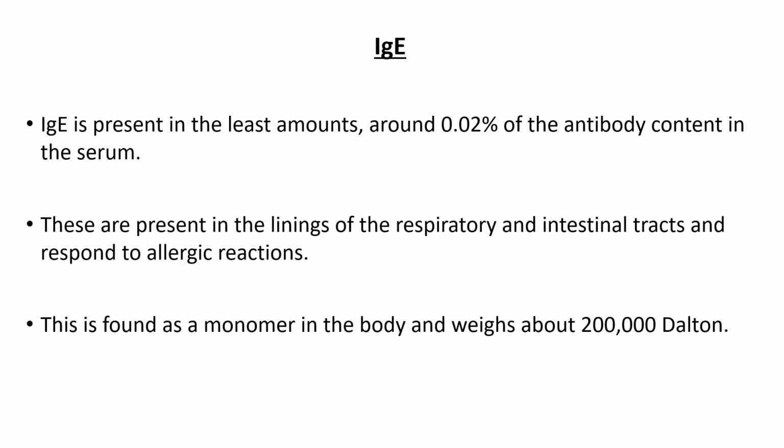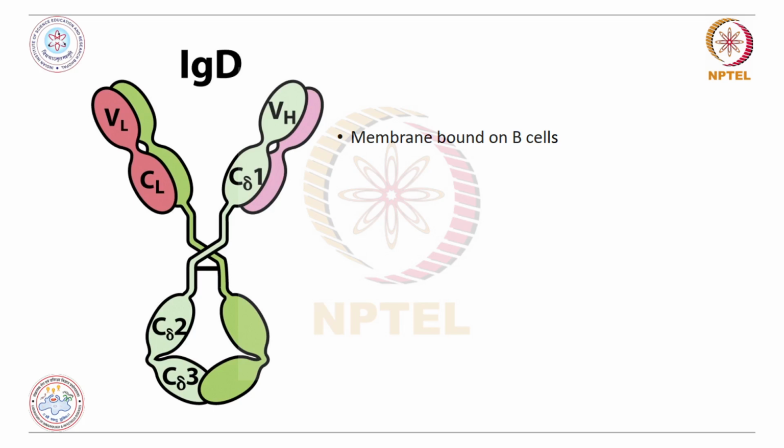So this IgE is present in the least amount. This is very less, only about 0.02% of the total antibody content. And these are present in the linings of the respiratory and intestinal tracts, and they respond to allergic reactions. And this is found as a monomer in the body, and it weighs about this much daltons.